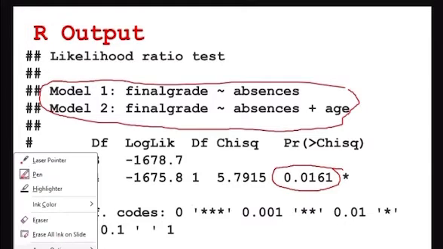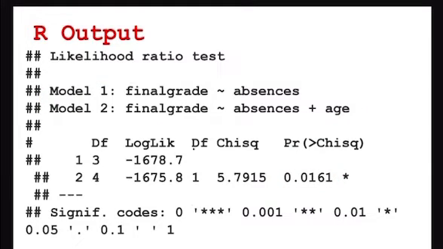And when you take a look at the output, please pay attention. The other time I was talking about likelihood. Look at this. Do you see that? If I ask you in an exam, give the log likelihood of the simple model. The log likelihood of the simple model is negative 1678.7. The log likelihood of the complicated model is negative 1675.8. Okay, please pay attention.